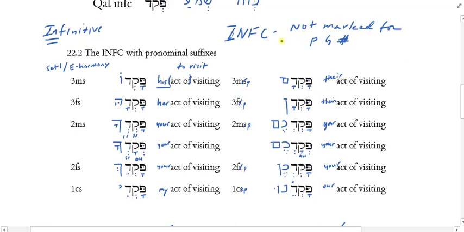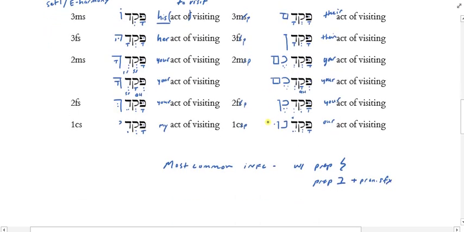Okay? Infinitives can be impersonal because inherently they are impersonal. They don't inherently mark any one specific person's action. They just indicate the bare action. So if I want to indicate whose action it is, then I have to add something additional. I have to add the pronominal suffixes to them to say his act of visiting and my act of visiting and so forth.